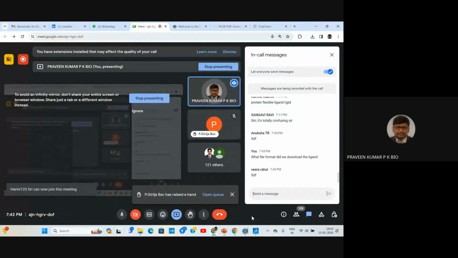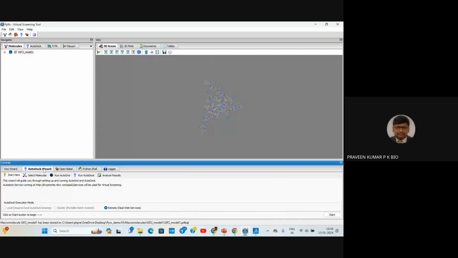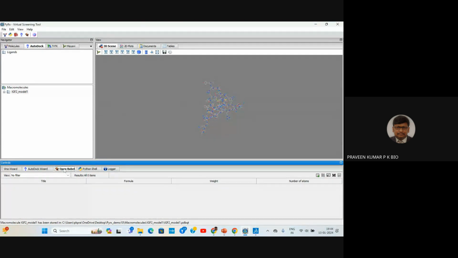Okay. Now I take you to the PyRx window. So even the SDF format file has to be converted to PDBQT and not PDB. Okay. So for that, what is the step we have to make? For this, you have to go to the AutoDock wizard. No, not the AutoDock wizard. Go to the Vina wizard. You can go for Open Babel. The next step is to go for Open Babel.